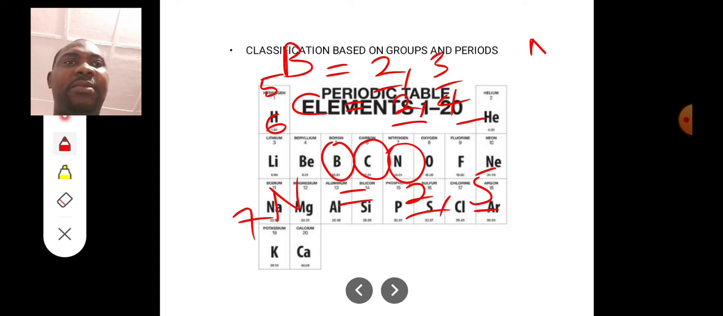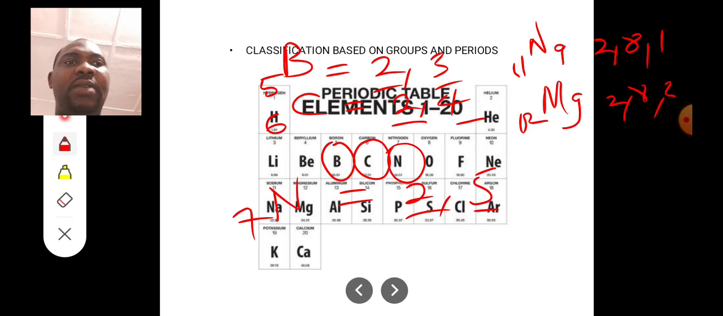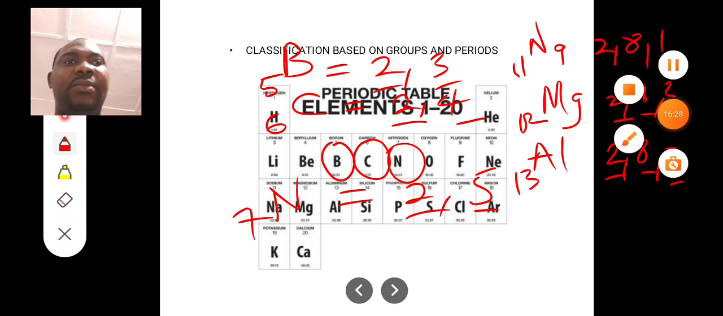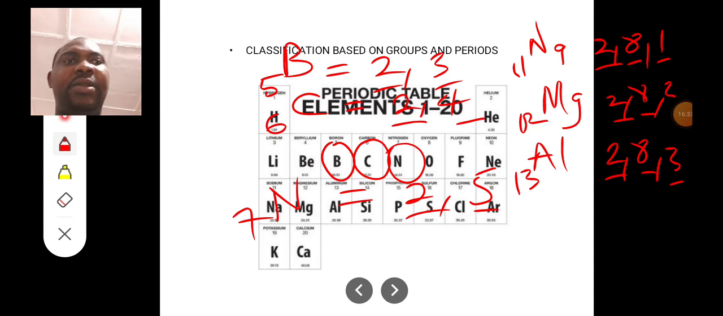Let's look at another example. Sodium is 11, that's 2, 8, 1. Magnesium is 12, that's 2, 8, 2. Then we have aluminium, which is 13, that's 2, 8, 3. Each of them has how many shells? 3 shells. So because they have 3 shells, they are all in period 3. Boron, carbon, nitrogen have 2 shells, so they are in period 2. Potassium and calcium have 4 shells, so they are in period 4.